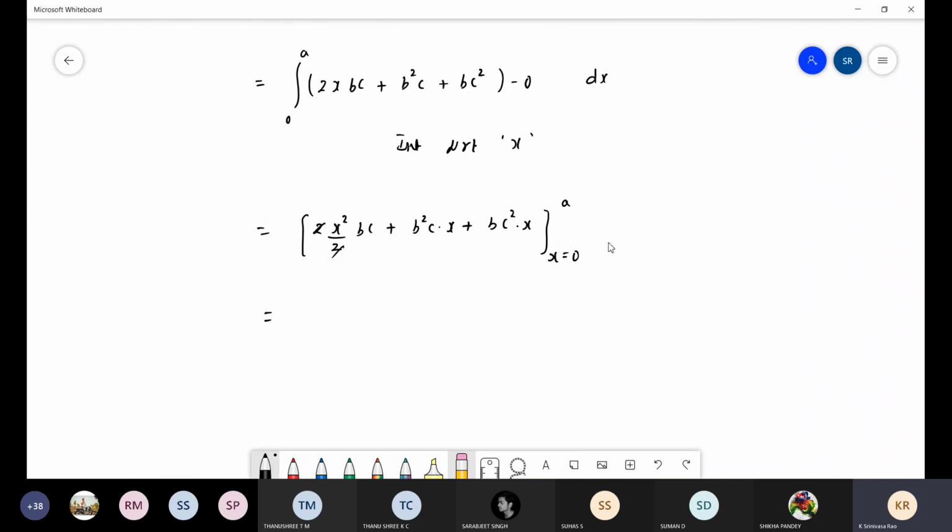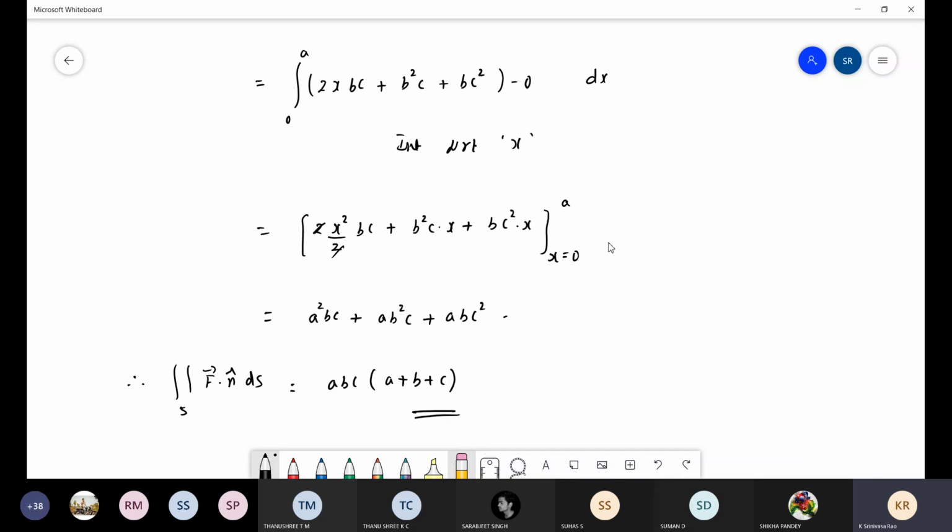Upper limit, only upper limit: a square bc first term plus a b square c plus a bc square. Is it right? Yes. Finally, I can take one term common. What is that? ABC. I can take ABC common now. What will you get? A plus B plus C. This is the standard answer. If you keep it as it is, okay, no problem, but this is a standard result. If I take ABC common, you will get A plus B plus C. So this is the solution.